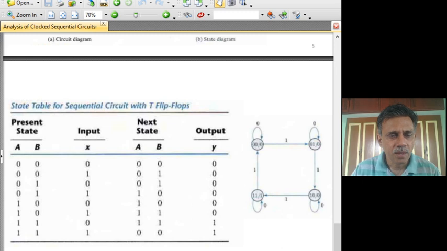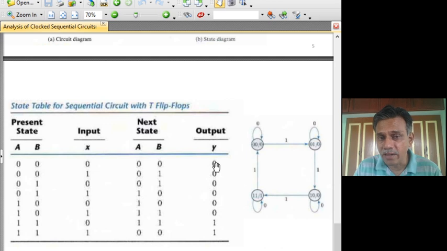Once we have the next state and the output, you can come up with the state graph. Again, there are two state variables A and B, four possible states, and therefore you have 4 nodes in the state graph. That is 00, 01, 10 and 11. Now in this case, look at the output. Output is purely a function of the present state.